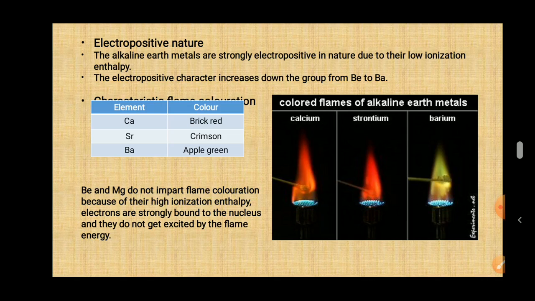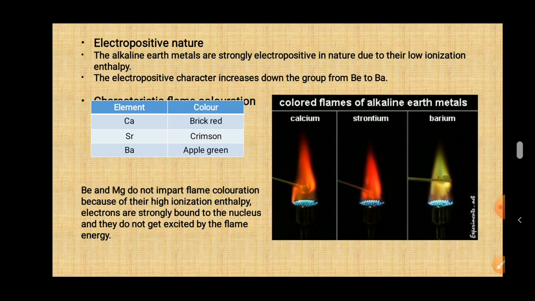Okay, and then flame coloration. Now here beryllium will not give the flame. Okay, so calcium, strontium and barium, only three elements show a flame coloration. Beryllium and magnesium do not impart flame coloration because of their high ionization enthalpy. So easily electrons will not come out from the shell, so it will not give any coloration.